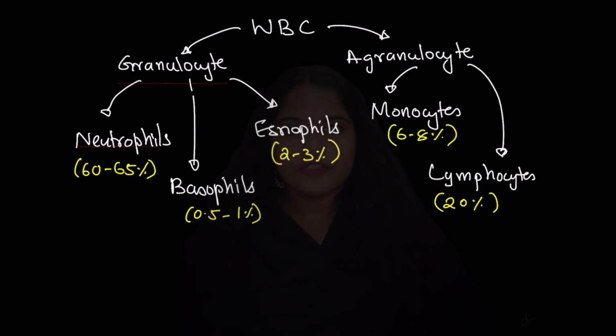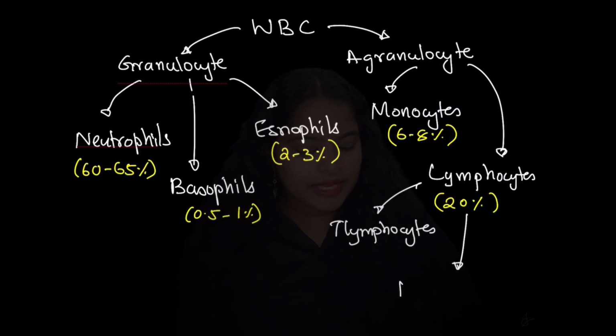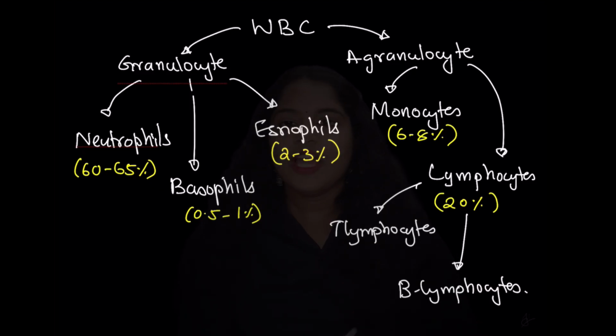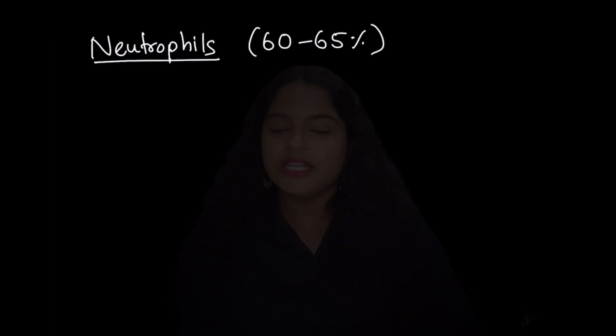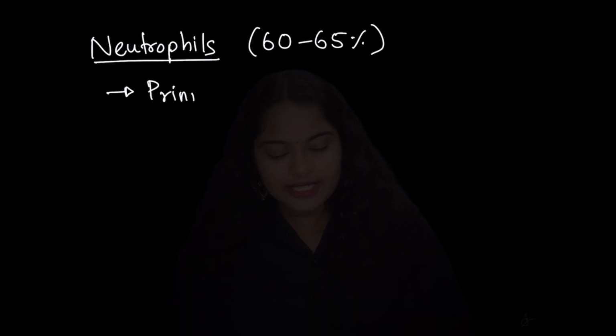These lymphocytes are of two types. One is T lymphocytes and the other one is B lymphocytes. Now we will see detail about these. So the first type of WBC is neutrophil. These are the most abundant type of WBC, that is, 60 to 65% of the total WBC count consists of these neutrophils. And these are the principal phagocytic cells.